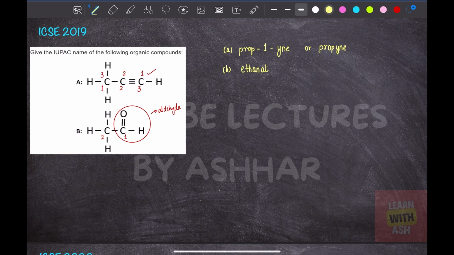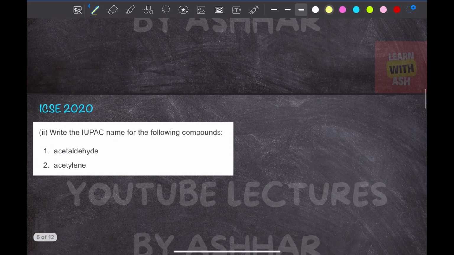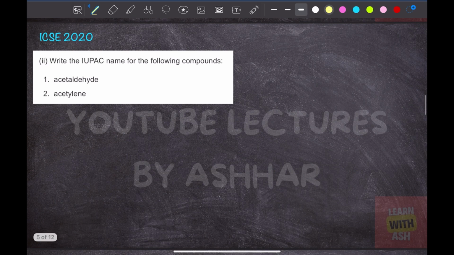Now moving on to the next year's question paper, which is 2020, and in this question there is a bit of difference. There is no such diagram or structure given to us. In this particular question, they are asking in a theoretical manner only. So for that, I can write, usually regarding acetaldehyde, this is a common name. So this is a common name for which compound? It is a compound having 2 carbons along with an aldehyde. So the IUPAC name for that is ethanal.